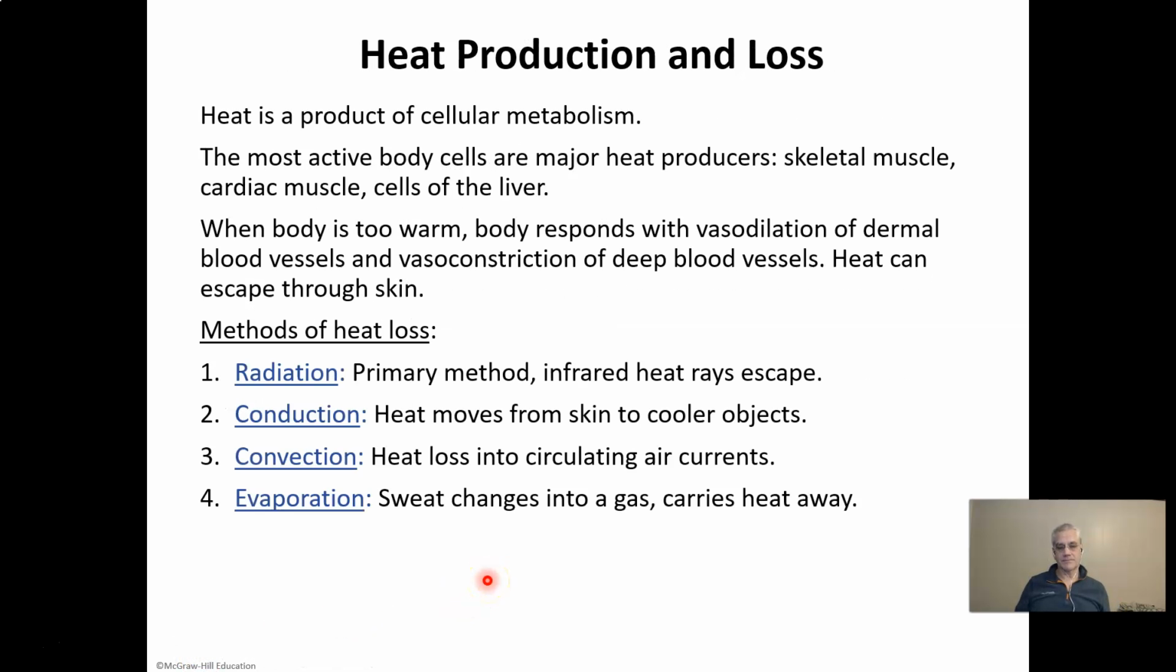Now, heat loss. As I said, you're producing heat. You're a homeotherm. You're making heat. You've got to regulate that. You've got to balance it out.